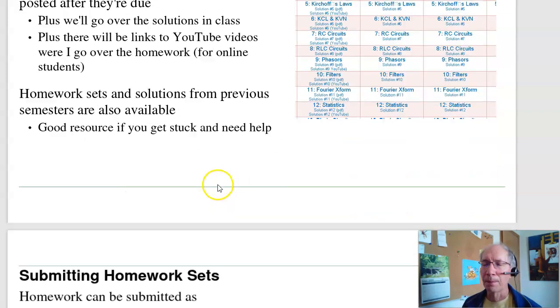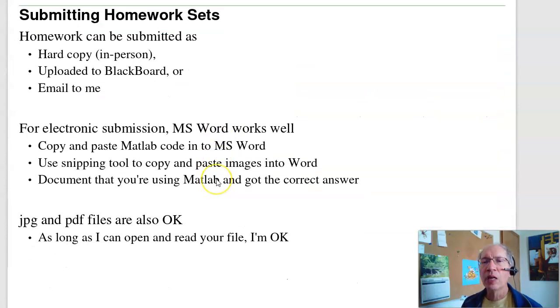For submitting your homework sets, you can submit them pretty much any way that works for you. A hard copy works if you want to submit a hard copy in person. If you'd like to save a couple trees, you can submit an electronic version, upload it to Blackboard, or just email me. Your pick. I don't care. For electronic submissions, please use MS Word or a PDF file. Basically, if I can open it, I'm happy.